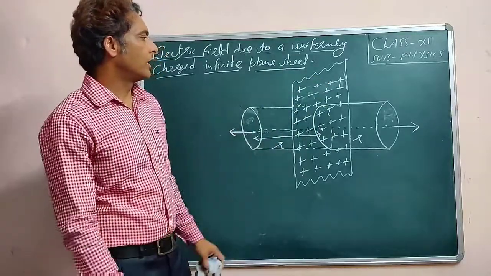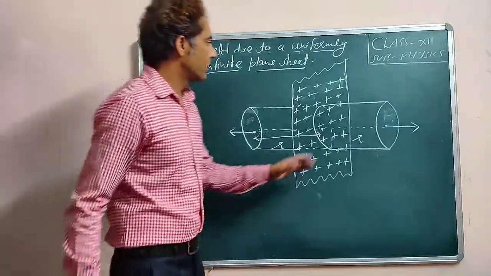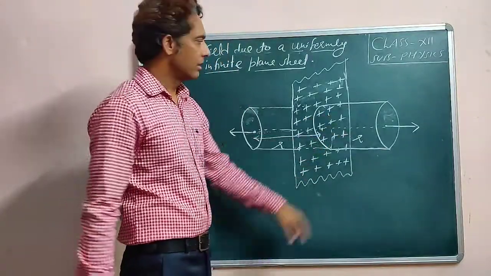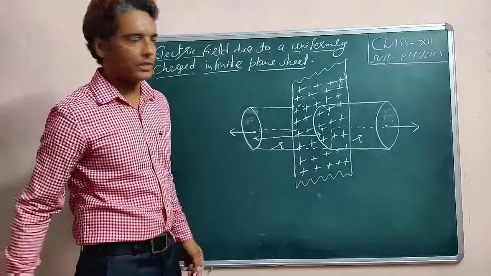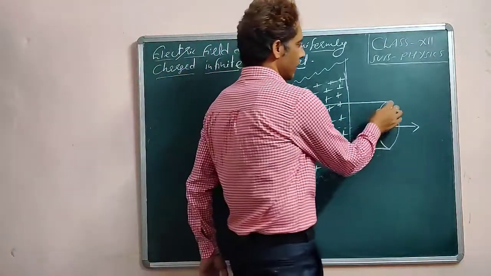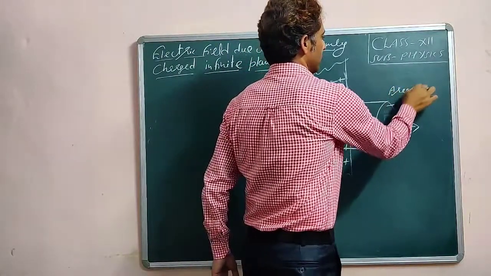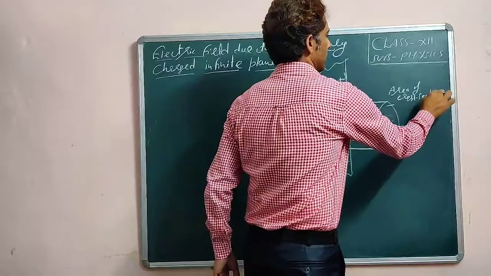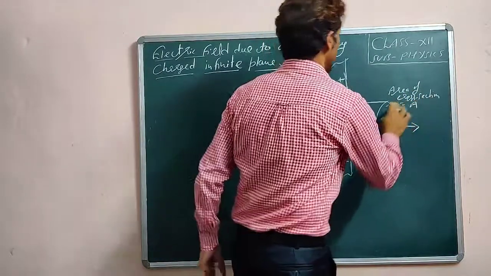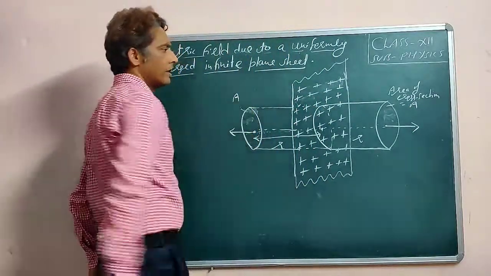Now we have to calculate the electric flux through this Gaussian surface. Now again there are three surfaces. This is the curved surface and these two are plane surfaces. So let the area of this surface be A. This is the area of cross section. So let this be equal to A. So this area will also be equal to A.